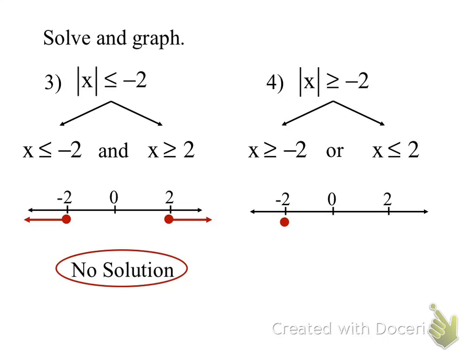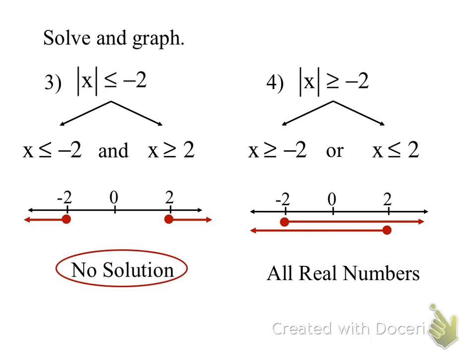So here is x is greater than negative 2. All numbers forever and ever in that direction on the number line. Okay, next one. X is less than or equal to 2. All numbers forever and ever in this direction. So what set of numbers is in that final set? The union of those two inequalities. Any real number is a solution. Any number in the real number system.